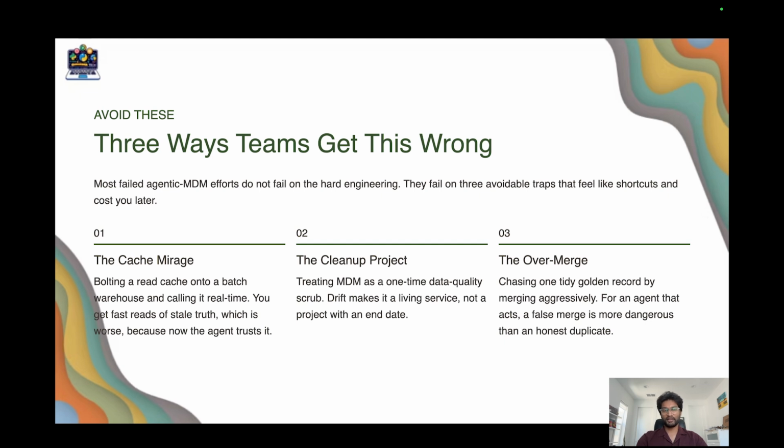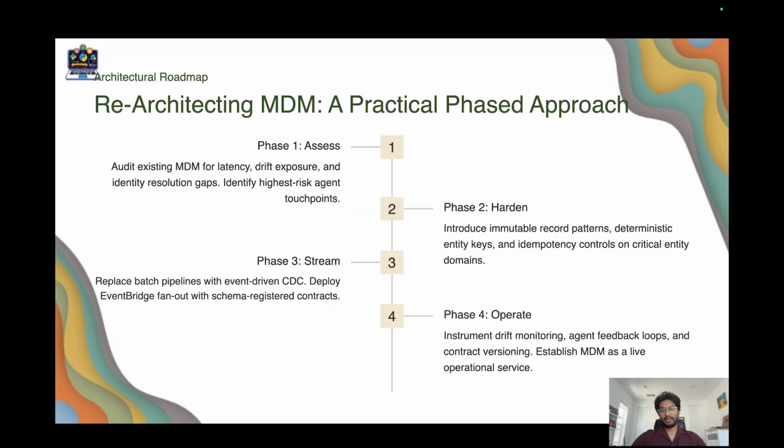So here's the right way to do it in phases. So how do you actually get from where you are to where that right lane is? You do not boil the ocean, you go in 4 phases. Phase 1 is assess. Audit your current master data for latency, for drift, for identity gaps, and find the touch points where an agent is already acting, because that is where your risk is concentrated. Start there. Phase 2, harden. Bring in immutable records, deterministic keys, and idempotency, but only on your most critical entity domains first.